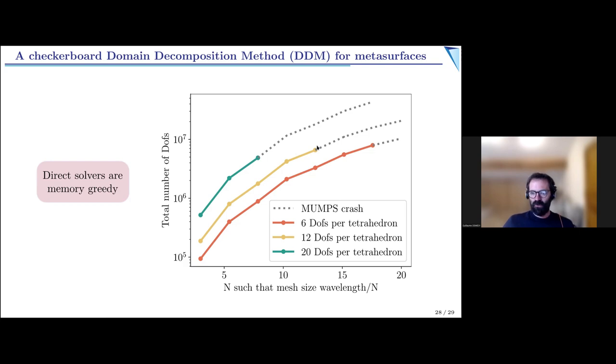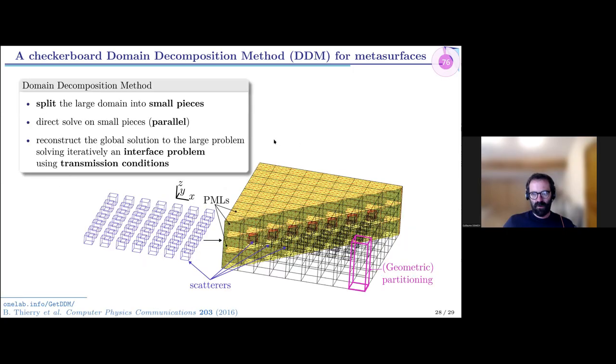So these solvers are very greedy, and the problem is that they need one single piece of RAM memory to work, so they cannot be really parallelized. So there is this very nice method which is called domain decomposition method. It's actually a big family of methods that are very popular in the finite element community. It is to split the very large domain into small pieces, to do some direct solve on each small piece, and then to reconstruct the global solution with an interface problem that uses transmission conditions.